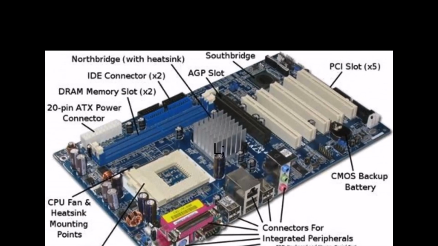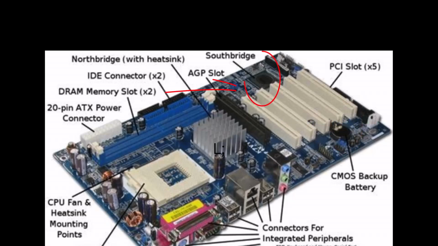Next is the motherboard. The motherboard is the main printed circuit board in a computer system. Now we have some features on the motherboard. We have the CMOS battery. The CMOS battery powers the CMOS chip, which stores system configuration data such as date, time, and hardware settings.